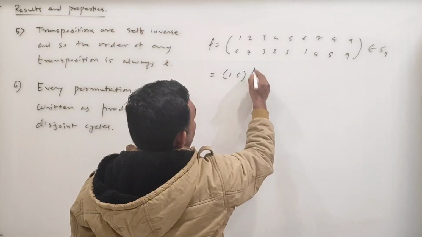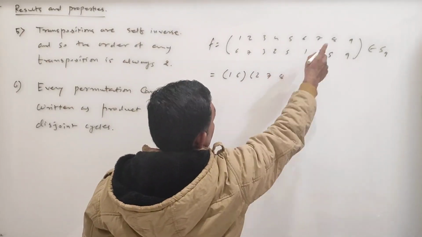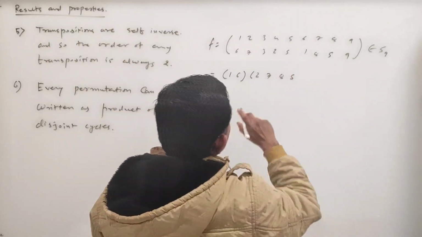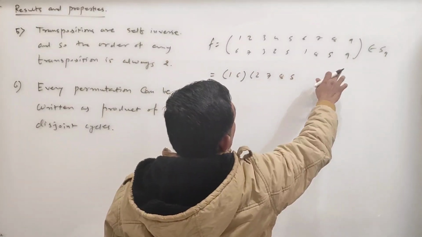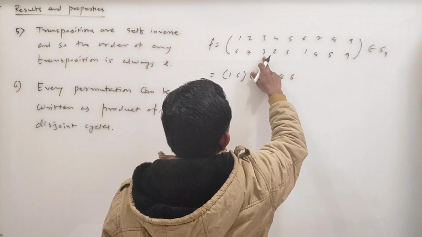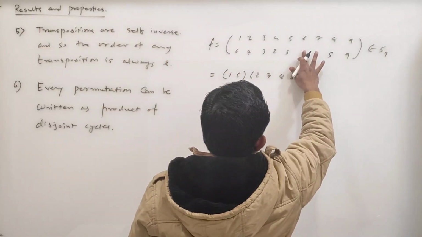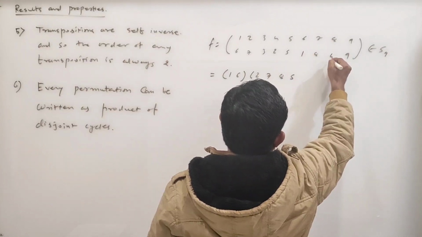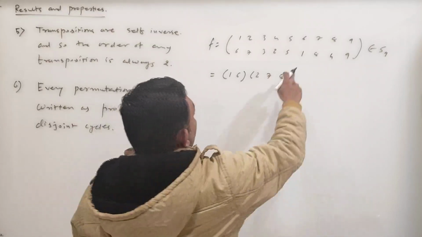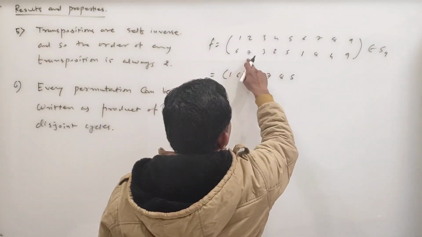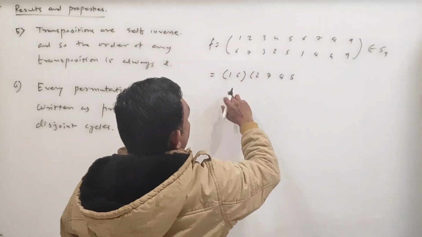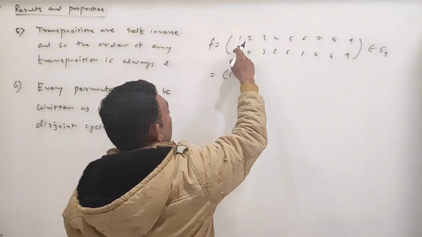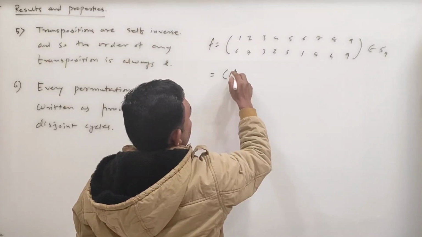Now 2 is missing. 2 goes to 7, 7 goes to 8, 8 goes to 5, 5 goes to 5. Why 5 two times? So this is wrong, right? See, we have 9 objects, so 4 is not there, so let me consider this as 4. 1 2 3 4 5 6 7 8 and 9. Fine, so now let us start from the beginning. 1 goes to 6, 6 goes to 1, so stop.